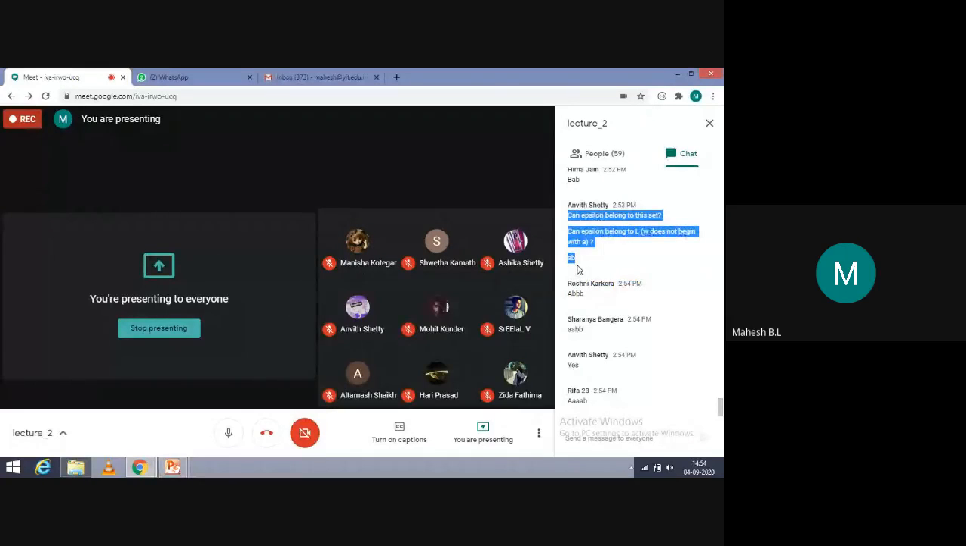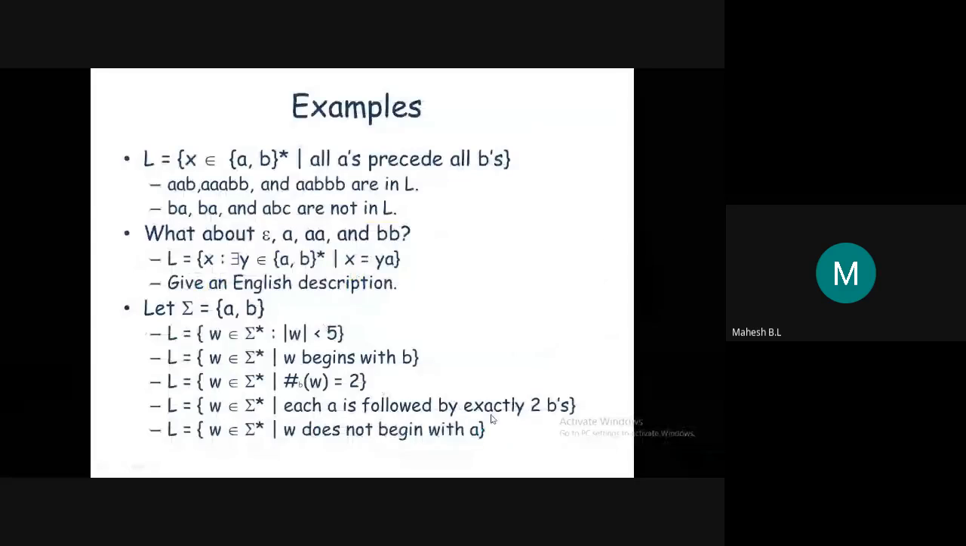So now, can epsilon belong to this set? W does not begin with A. Epsilon belongs to this set. The only condition is that W should not begin with A. It can be empty, or if it is not empty, it should not begin with A. That's why epsilon belongs to this particular language.